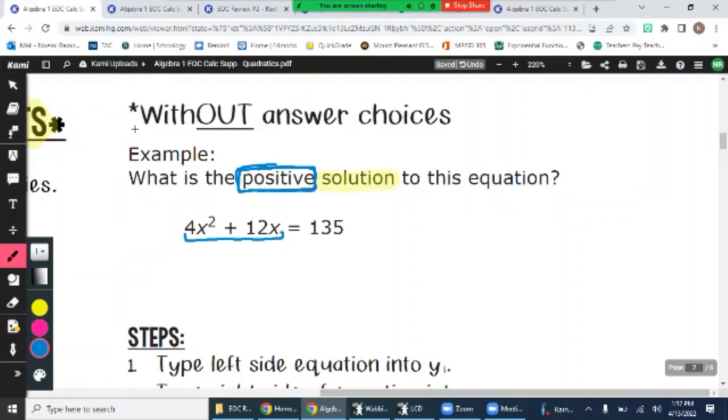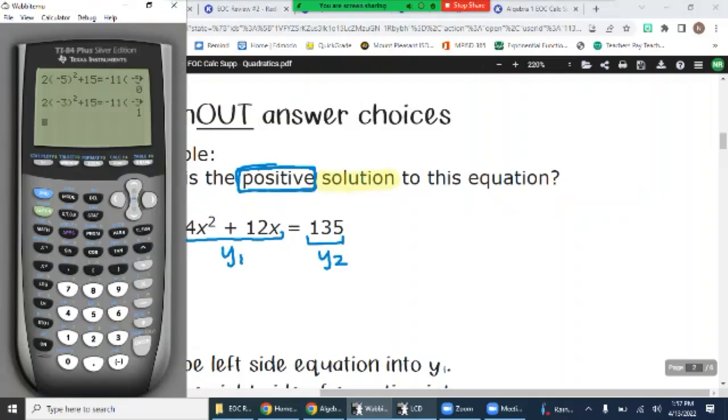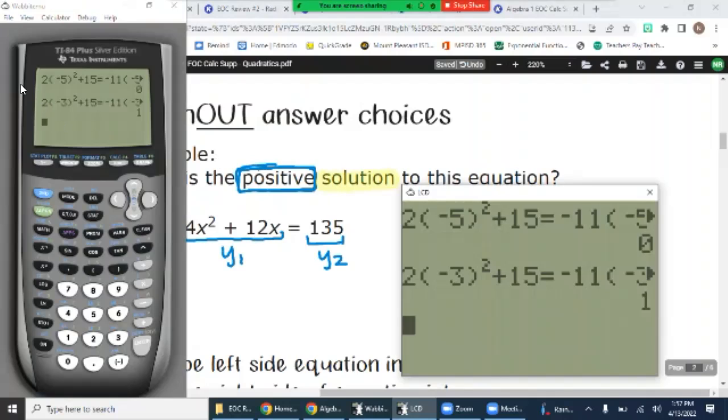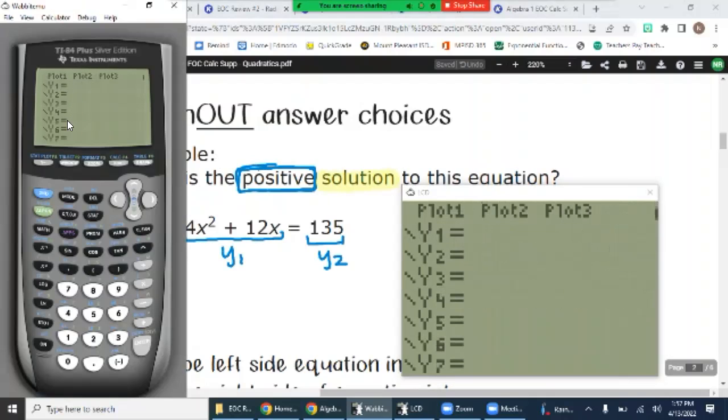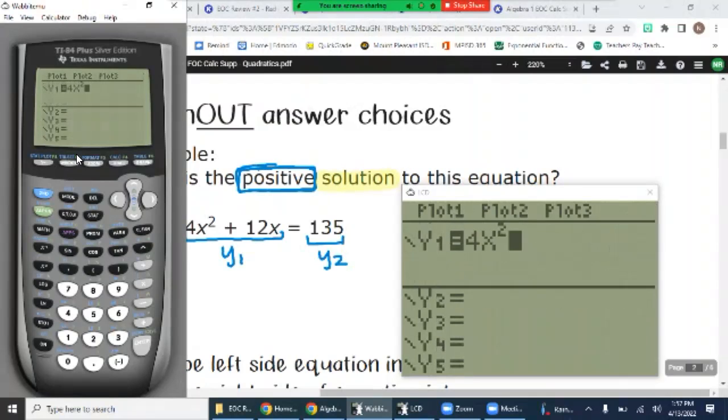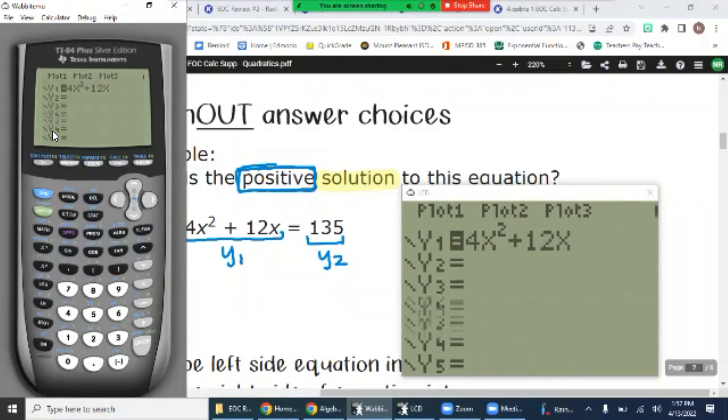You type the left side of that equation into y1 and the right side of it into y2. You have to go to y equals to find y1 and y2, okay? This is not a home screen type. I don't have numbers that I could test, okay? So 4x squared, I don't have x values that I can plug in. So I got to do this one a little differently, okay?